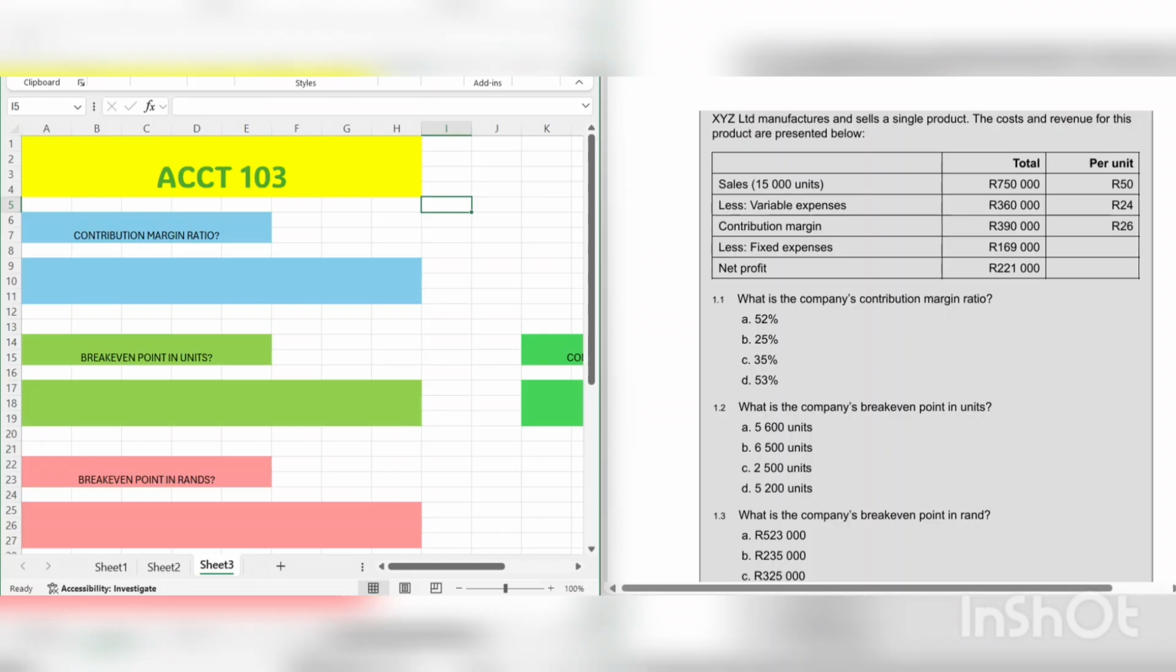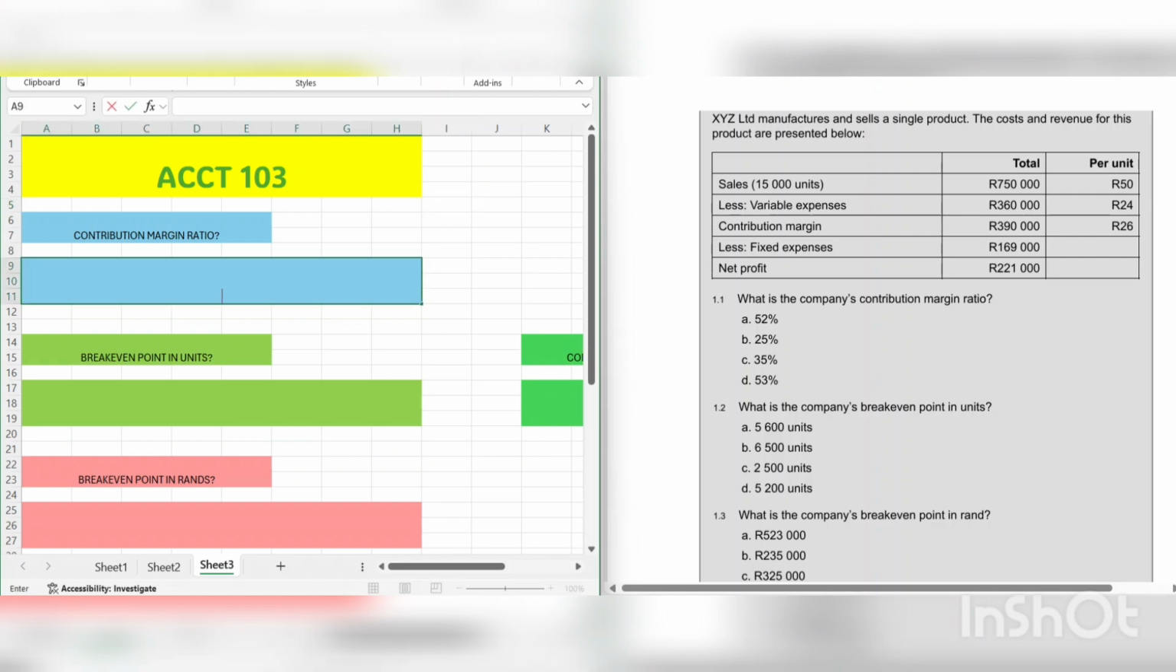Hey guys, okay, so today we're going to do exercise 1 from the textbook, and there's no solution for this, so let's get into it. So it tells us there's XYZ Ltd manufacturers, and it's given us the following information. So the first thing they want us to do is to calculate the contribution margin ratio.